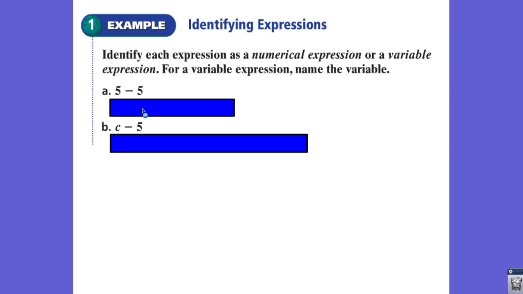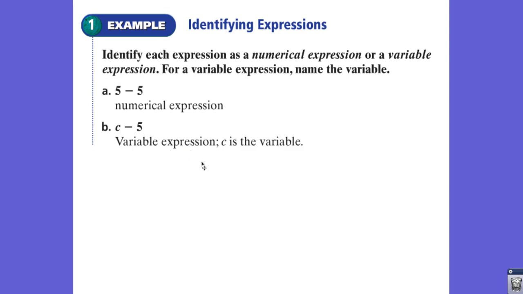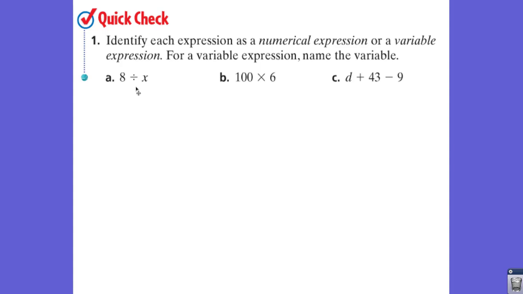A, what would that be? Numerical, very good. It's just straight numbers. B, good, variable expression. It does have a variable in it, so it's considered a variable expression. Let's try a few more. Okay, this first one, good, variable expression. The second one, numerical expression, that's correct. And the last one, variable expression, that is correct, because we do have a letter in it.